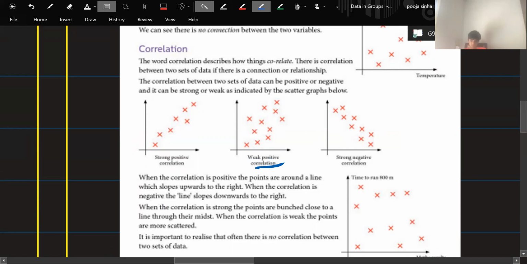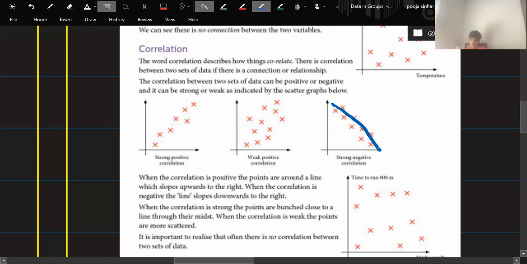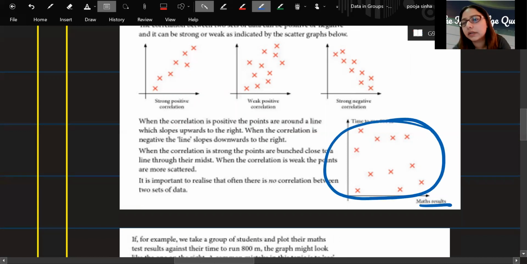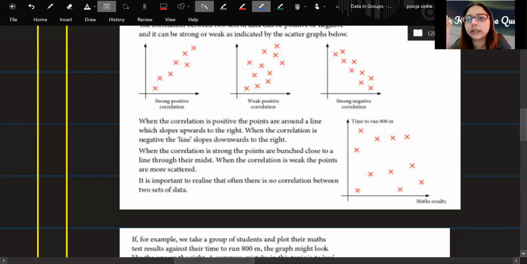Okay. Look at the third one. This one clearly shows a line like this. So what kind of correlation? It's a very strong negative correlation. Okay. Now here, time to run 800 meters and mathematics results. Do you think there's any correlation here? No. No correlation. So there is neither positive nor negative. It is no correlation in this case.